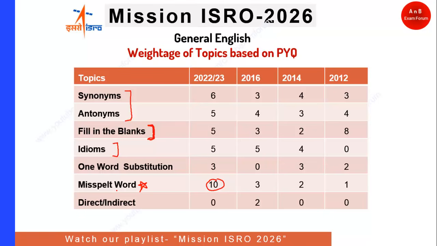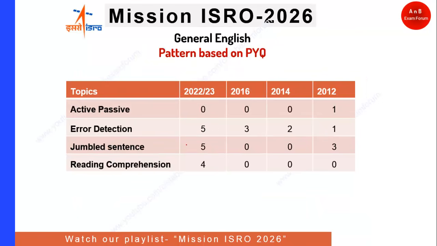Okay, the next one is direct indirect, it is not regularly coming in exam, but in year 2016 we have seen 2 questions. Again, active passive is not a regular one, but we have seen 1 question in year 2012, so you can ignore if you don't have time.